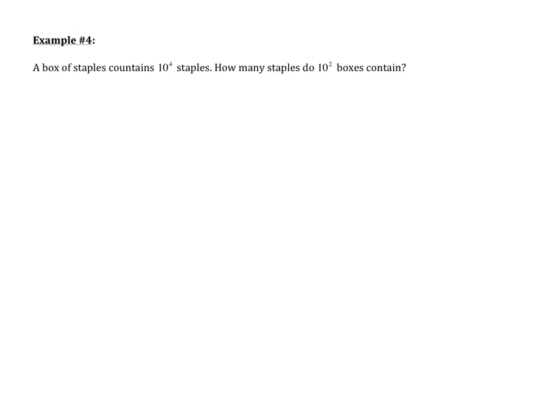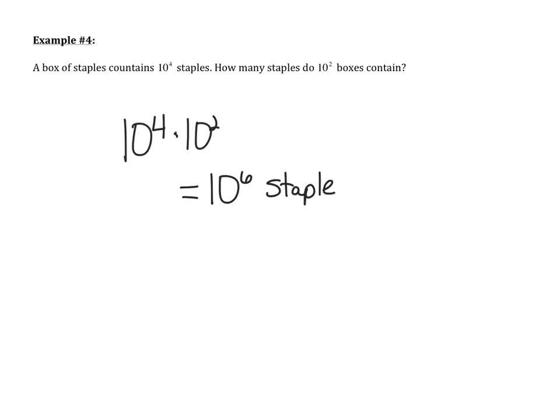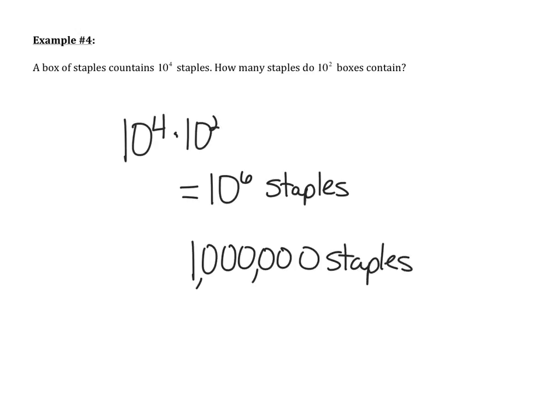This is not going to change at all just because we have 10 to the fourth and 10 to the second. We're just going to take 10 to the fourth times 10 to the second. Since I'm multiplying and I have the same base, I'm just going to add the exponents. So there would be 10 to the sixth staples total in all of the boxes. If you want to write that out longhand, that would just be a 1 with 6 zeros, which is 1 million staples. That's it for this section.